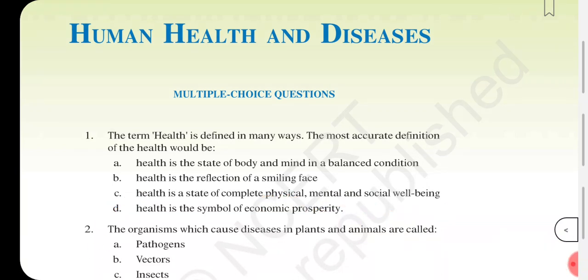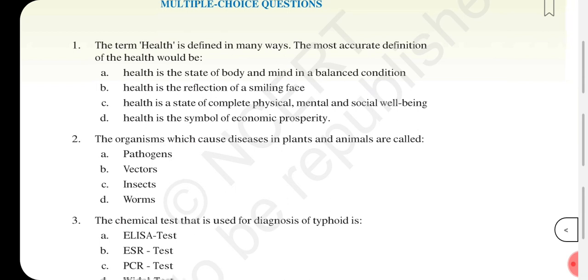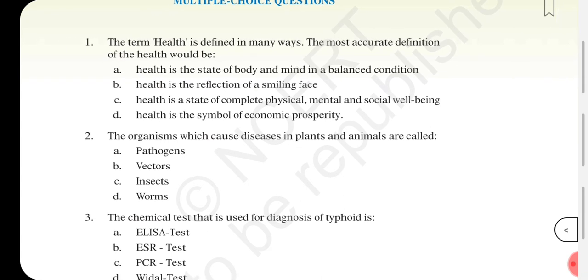Question number 2. The organisms which cause disease in plants and animals are called option A, pathogens, option B, vectors, option C, insects, or option D, worms. So here the correct answer would be: the organisms which cause diseases in plants and animals are called pathogens.